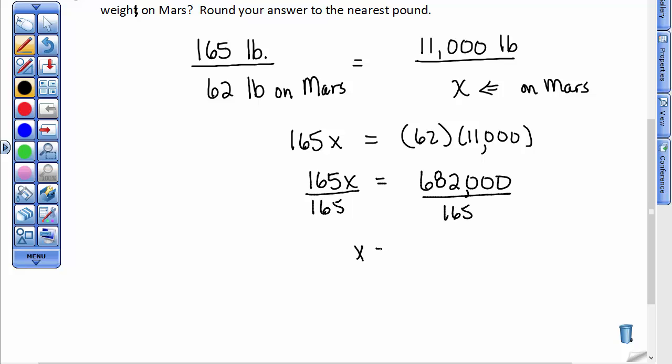And I find out that the elephant weighs approximately 4,133 pounds on Mars. I rounded it to the nearest pound. And remember, if you wanted to, you could take your calculator and take 165 and divide it by 62 and get a decimal number, 2 point something. Then take 11,000 and divide it by your answer of 4133, and you should get 2 something. And if those ratios are exactly the same, then you know you got your answer correct.